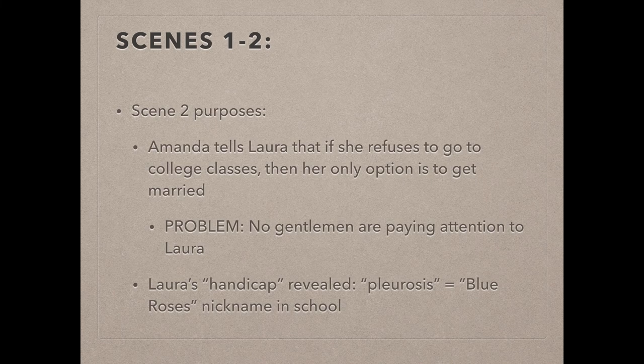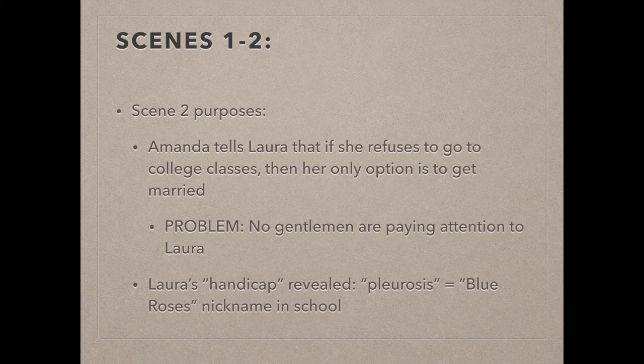So on the rest of the purpose scenes, Amanda is telling Laura the purpose of the scene is you need to go to these college classes because if you don't, look at the only option she's got left. The only option is to get married and start having kids. That's all Amanda knows. So if you don't go to college and don't find a decent job, which leads to a decent husband, then you're going to get married to some poor idiot. You're going to have a couple of kids. You're going to be stuck like me. And she doesn't want that to be the case.